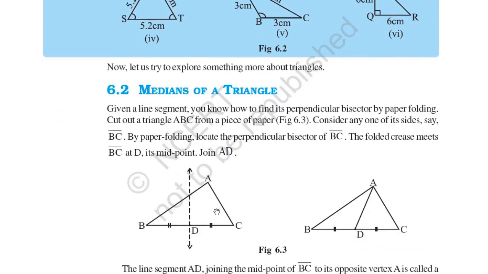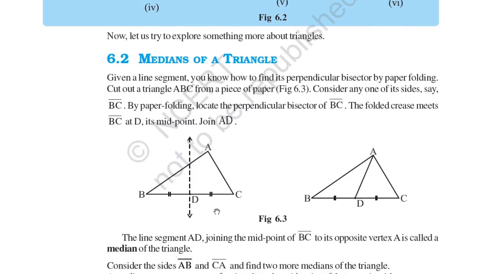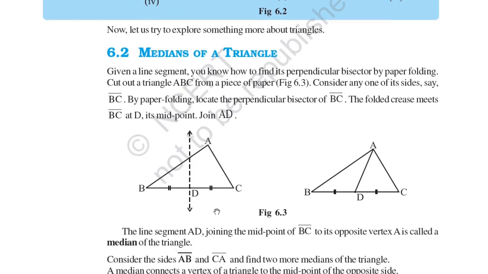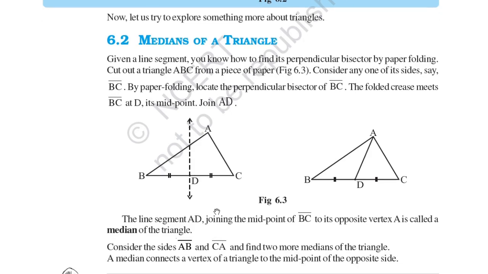Now let us try to explore something more about triangles. 6.2 medians of a triangle. Given a line segment, you know how to find its perpendicular bisector by paper folding. Cut out a triangle ABC from a piece of paper as you can see in figure 6.3. Consider any one of its sides, say BC, and by paper folding, locate the perpendicular bisector of BC.